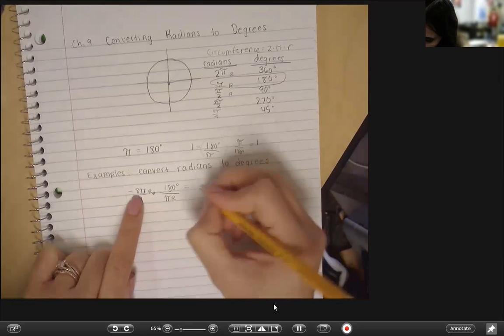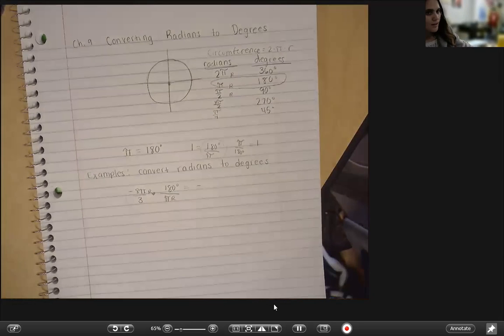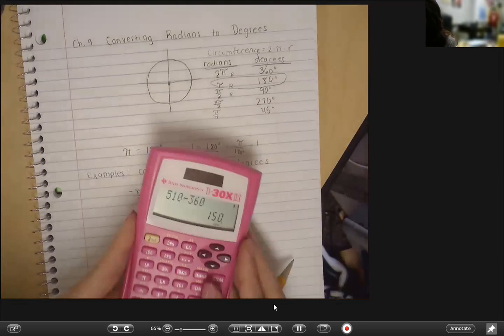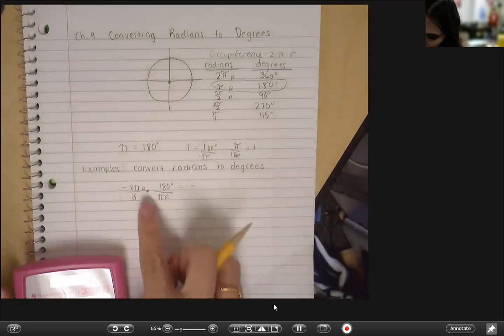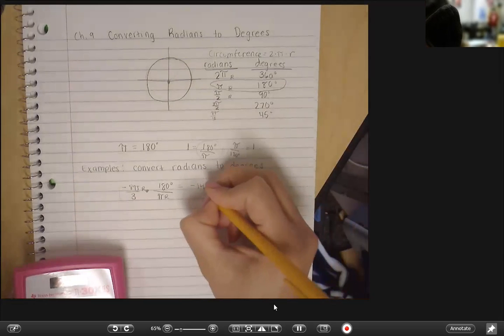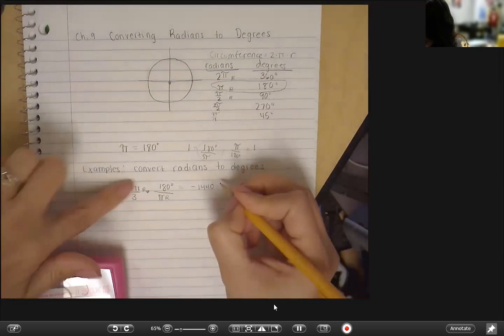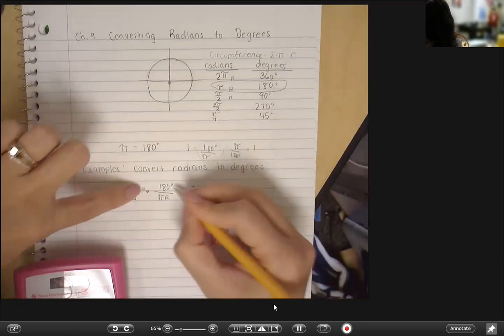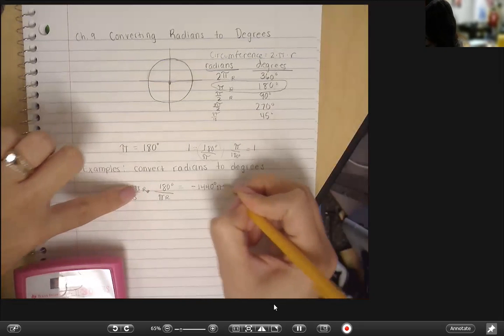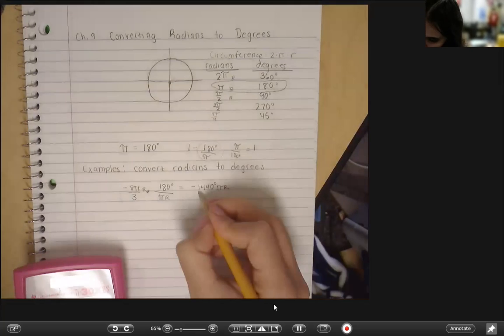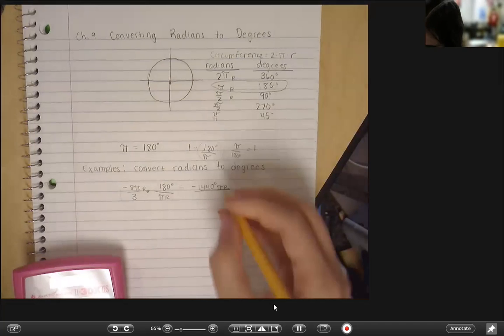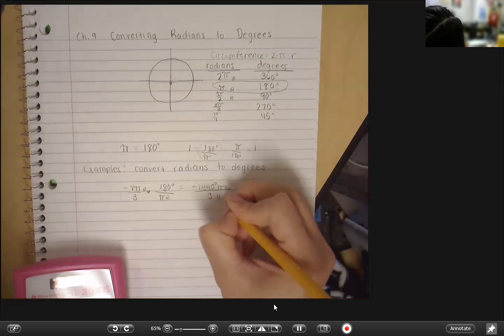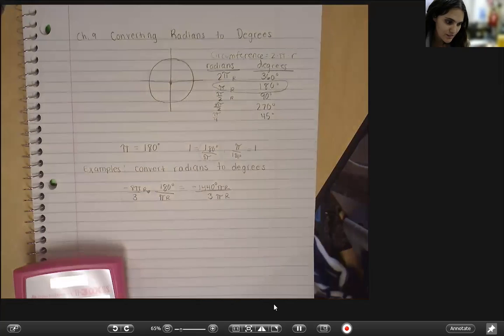Well, you would get negative, and then you do 8 times 180. Do that in your calculator, you can do it in your head. 8 times 180, I get 1440. So I'm going to get negative 1440 degrees times pi radians on top. What do I have on bottom? Well, I have 3 times pi radians, so I have 3 pi radians.